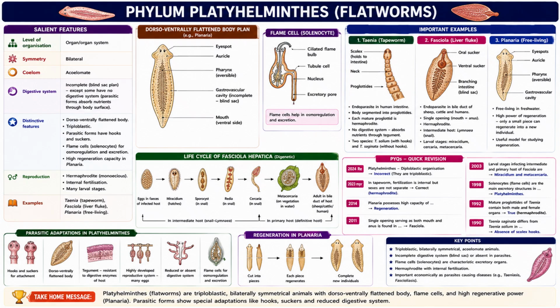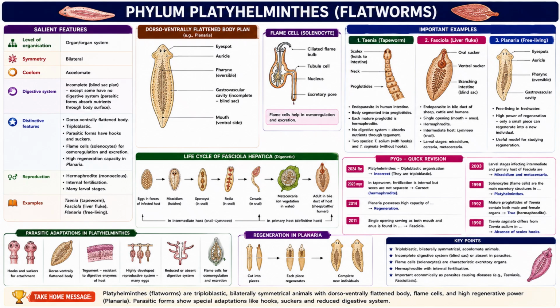The digestive system is incomplete. There is a blind sac plan, except some have no digestive system; that is, parasitic forms absorb nutrients through the body surface. Distinctive features of the flatworms are a dorso-ventrally flattened body, and they are triploblastic. Parasitic forms have hooks and suckers, and flame cells, that is solenocytes, for osmoregulation and excretion. There is high regeneration capacity in planaria. We have studied regeneration capacity in Porifera also, and here in the flatworms, for example planaria, there is a high regeneration capacity.